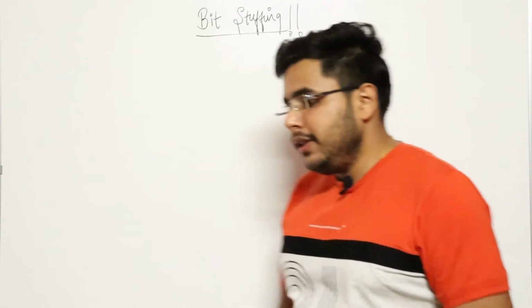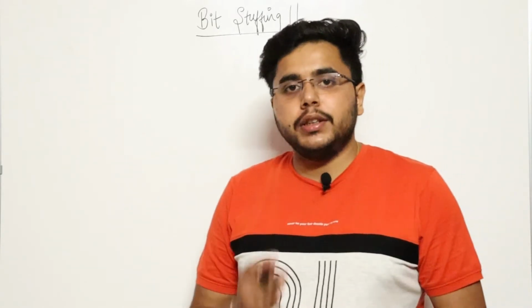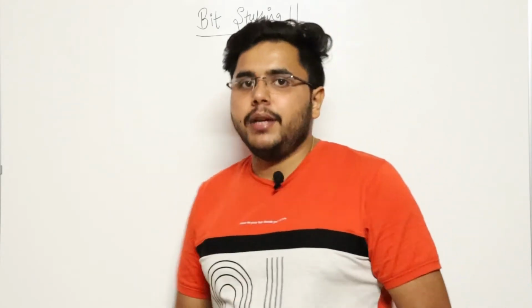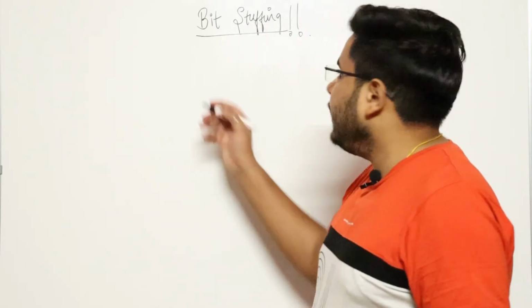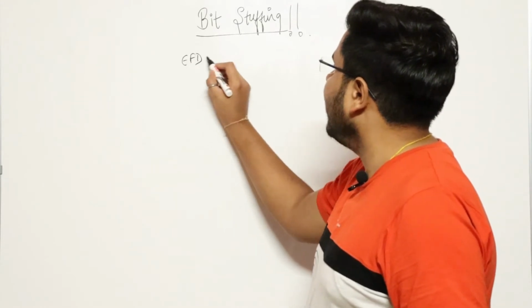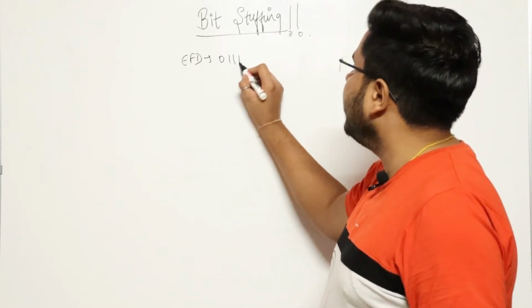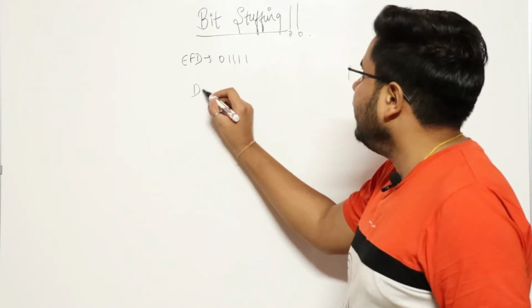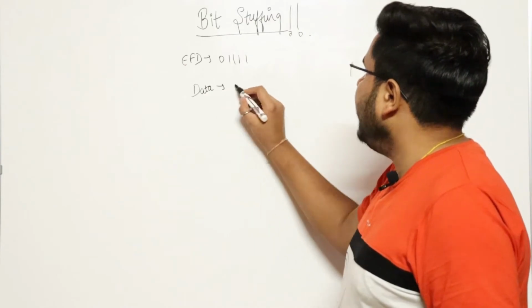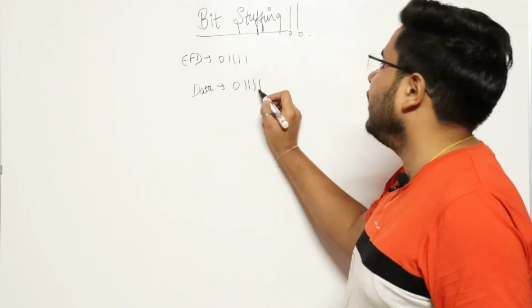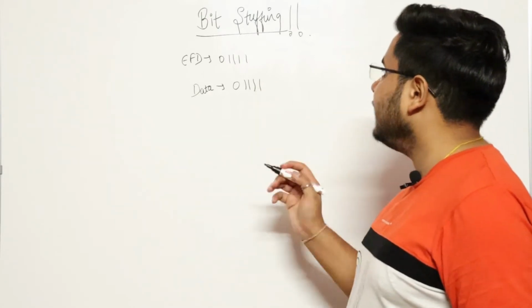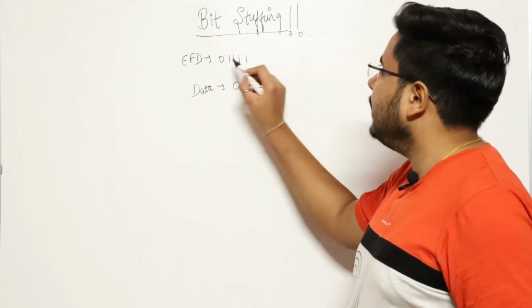So in bit stuffing, we just try to break the pattern which is matching with the EFD. You can understand it with an example. Suppose that my EFD is 0 1 1 1 1, and somewhere in my data I am getting 0 1 1 1 1. So I will try to break this pattern in such a way that it will never match with this EFD.